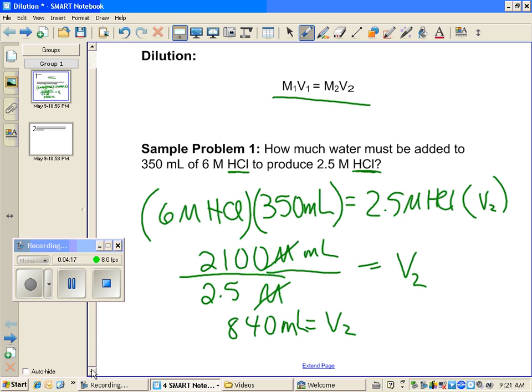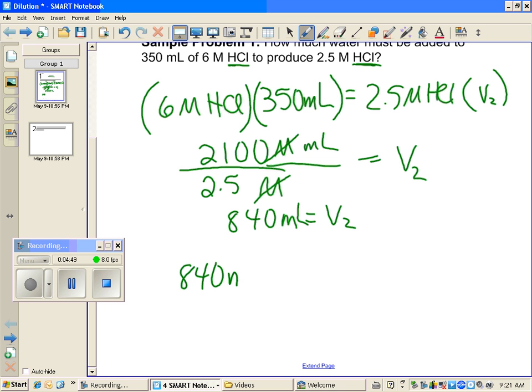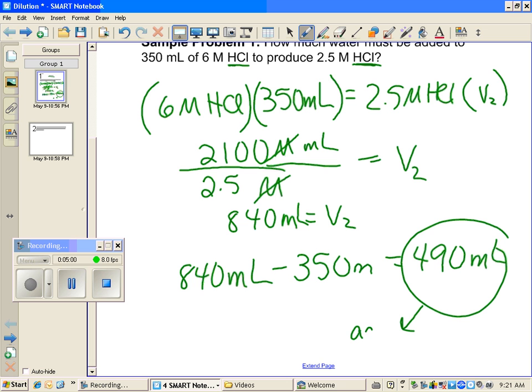Okay? So, again, let me say that again. The question was, how much water must be added to 350 milliliters to produce 2.5 molar HCl? I know that I have to have 840 milliliters of total solution. I already have 350 of that. So I don't add 840, I add the difference between 840 and 350. So I'm going to just say 840 milliliters minus 350 milliliters equals 490 milliliters. This is how much has to be added. This is how much I want to have in the end, but that's how much water I have to add. Any questions there?